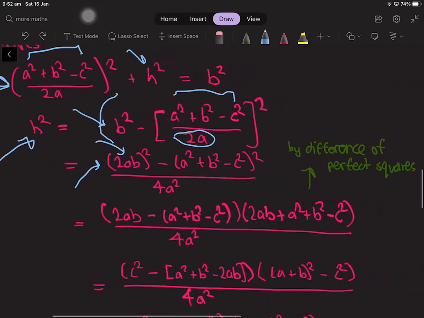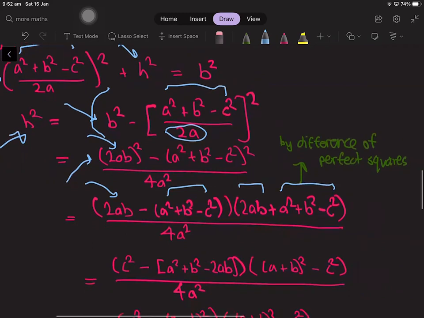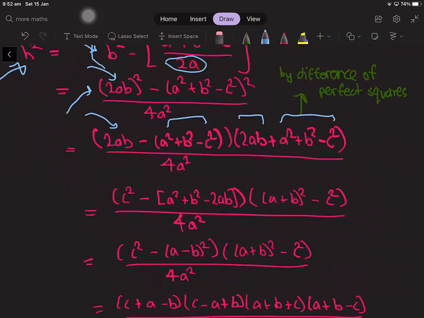And this is where the difference of two squares comes in, because now we can do 2ab minus this thing here and 2ab plus this thing over here. Now we can, in fact, apply difference of two squares again if we set it up correctly. So we can put c squared here and then minus this, and then this can be factorized into (a plus b) all squared, and then minus c squared. And now we have c squared minus, and this is equal to (a minus b) all squared when factorized.